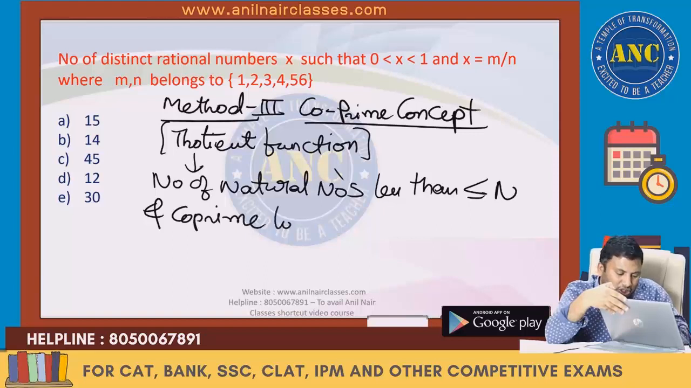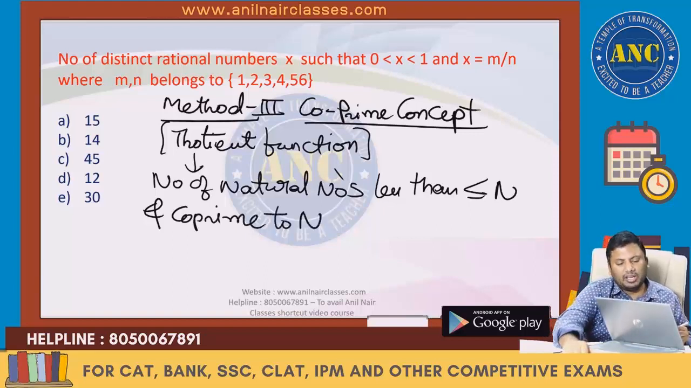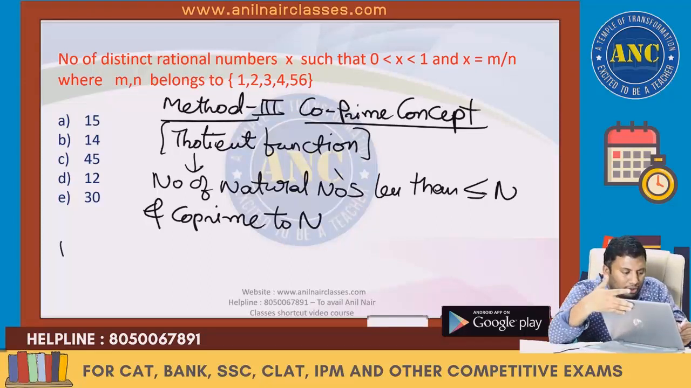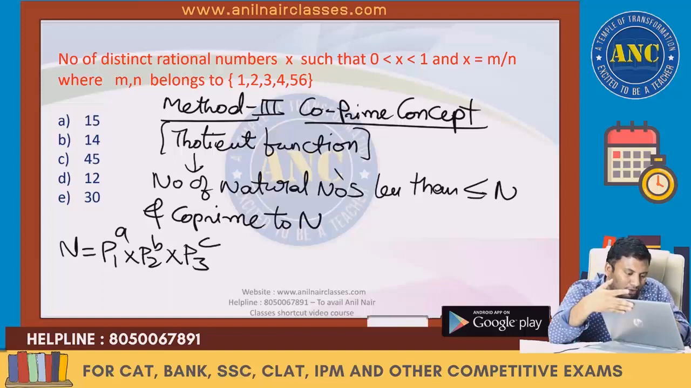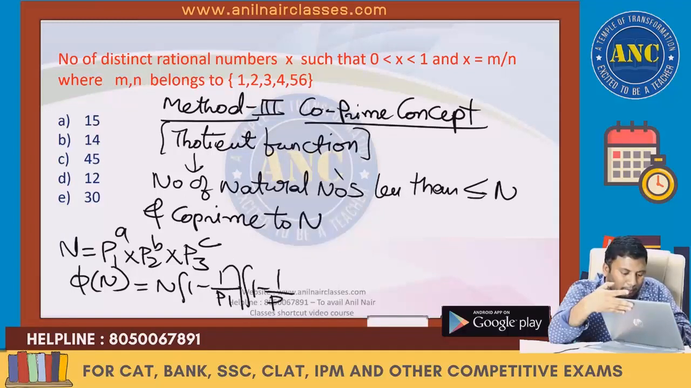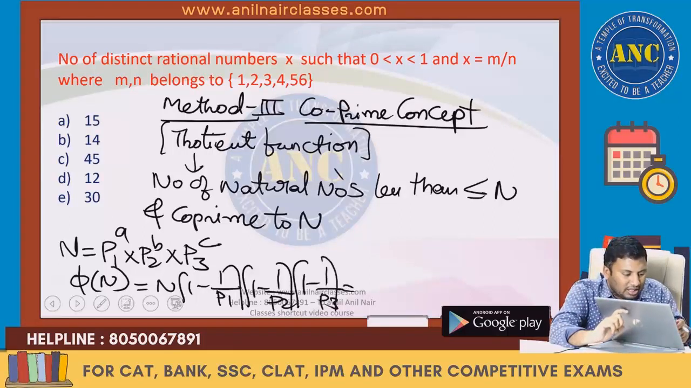We have discussed so many problems based on the totient function. How to determine it? Write the number as a product of prime powers. I also gave the proof in our earlier classes. It is n into 1 minus 1 by p1, 1 minus 1 by p2, 1 minus 1 by p3, and so on.